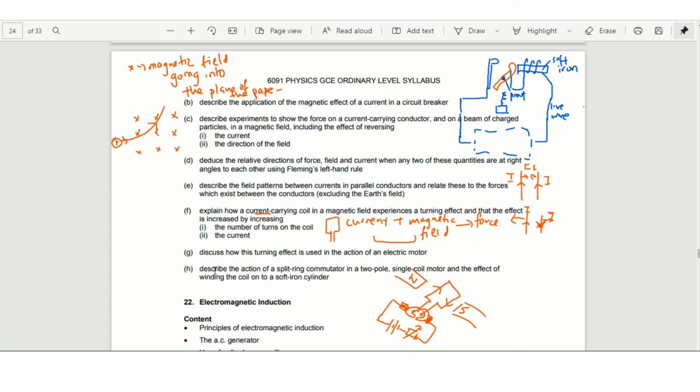Next, you need to be able to describe the action of a split ring commutator in a single coil motor, and the effect of winding the coil onto a soft iron cylinder. So what you need to know is the purpose of a split ring commutator. It is to allow the coil to move in a continuous cycle. And the effect of winding the coil onto a soft iron cylinder: the soft iron concentrates the magnetic field around this coil, so therefore it will increase the magnetic force.